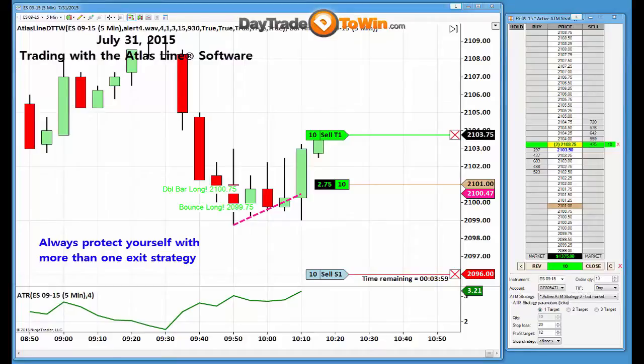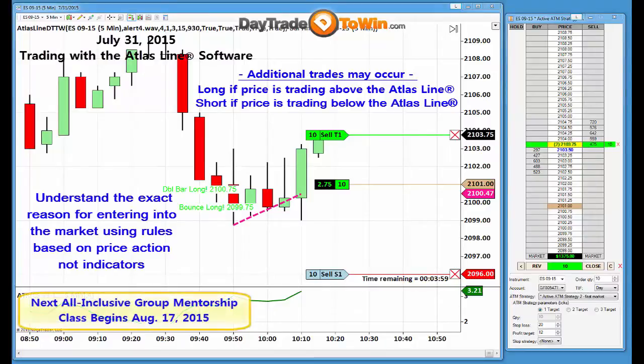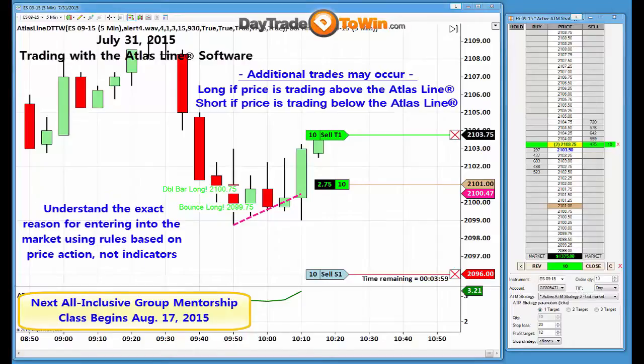And once the trade is finished, we may have pullback, strength trades, more bounce trades. The price may now cross back below the Atlas line, which will create a new order to go short. But more importantly, understand why you're entering long or short. It should be all planned out for you in advance. I like it on the E-mini S&P, but you need to have 24-hour data.